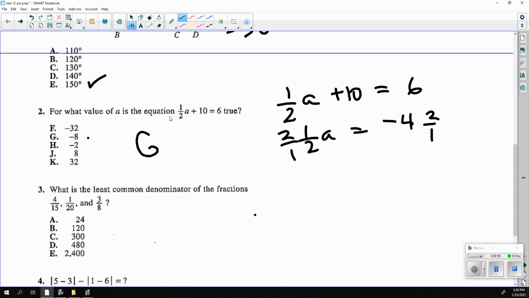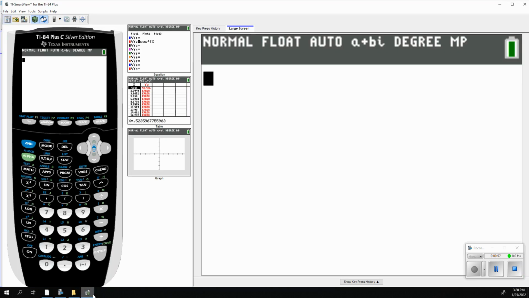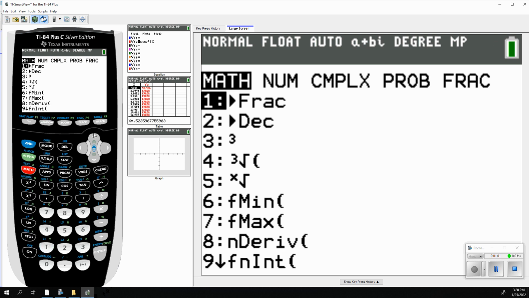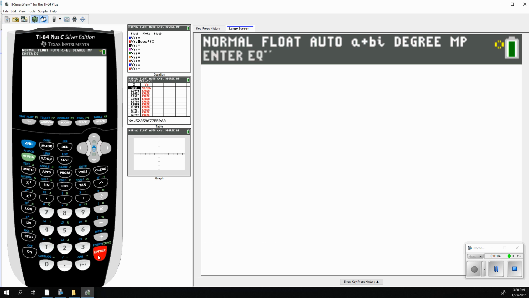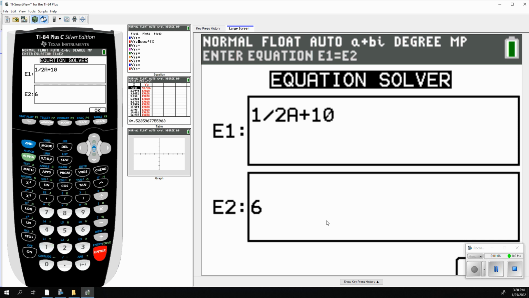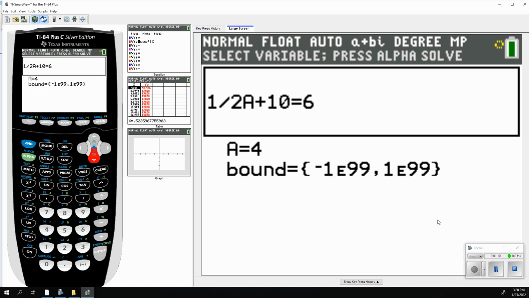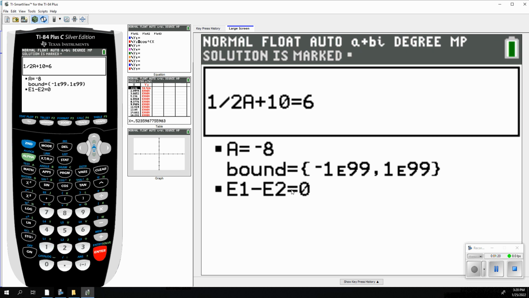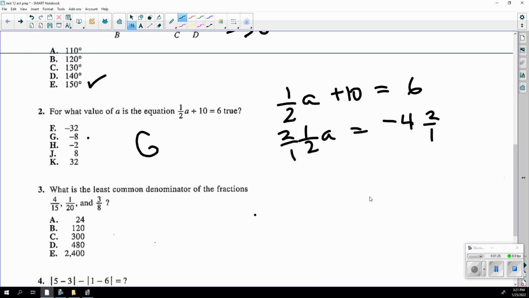A lot of people love the equation solver, so if you're one of those people, you can go math, solver, and it's already entered for you. I must have done this the other day and gotten the answer that way. The answer would be alpha solve, and therefore negative 8 when you hit alpha solve would get it for you.